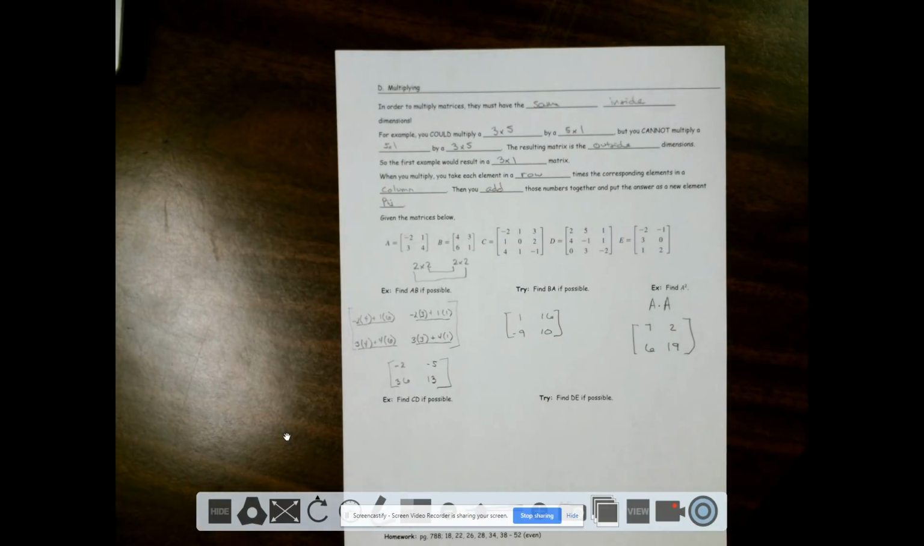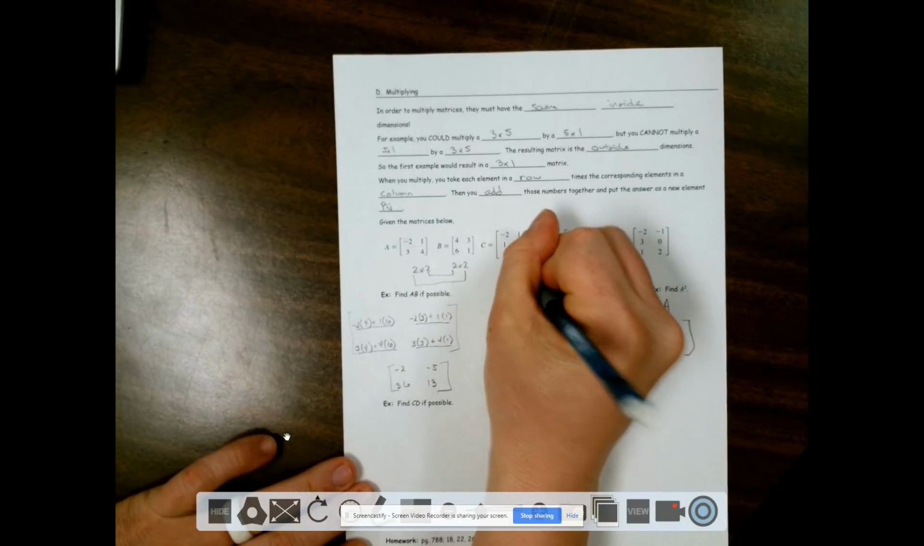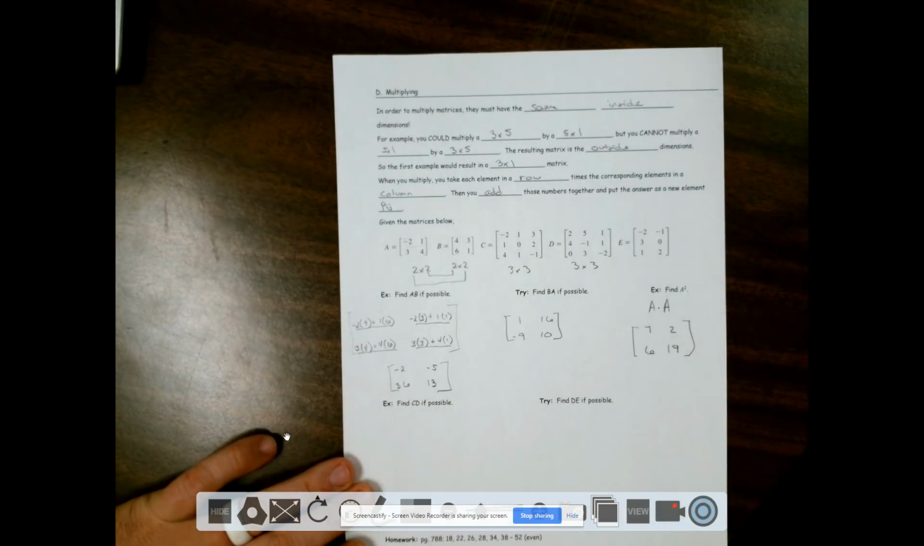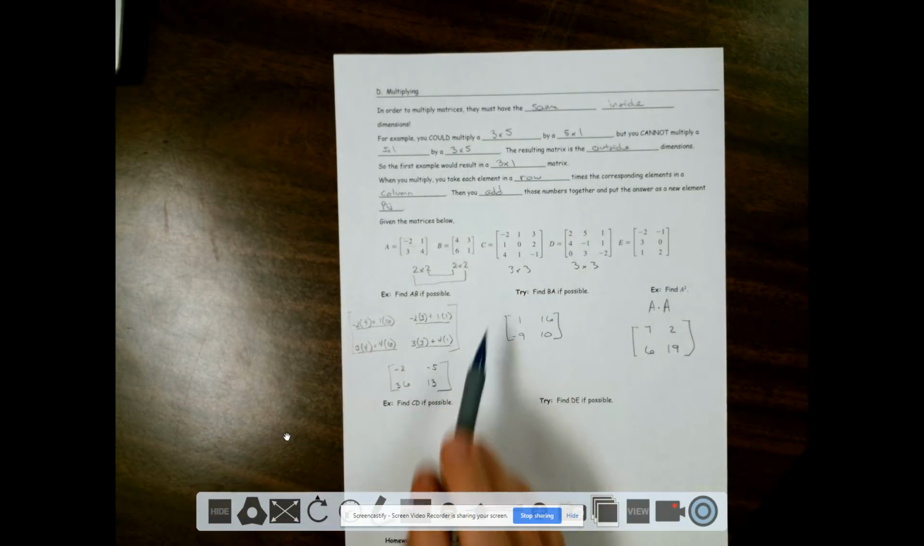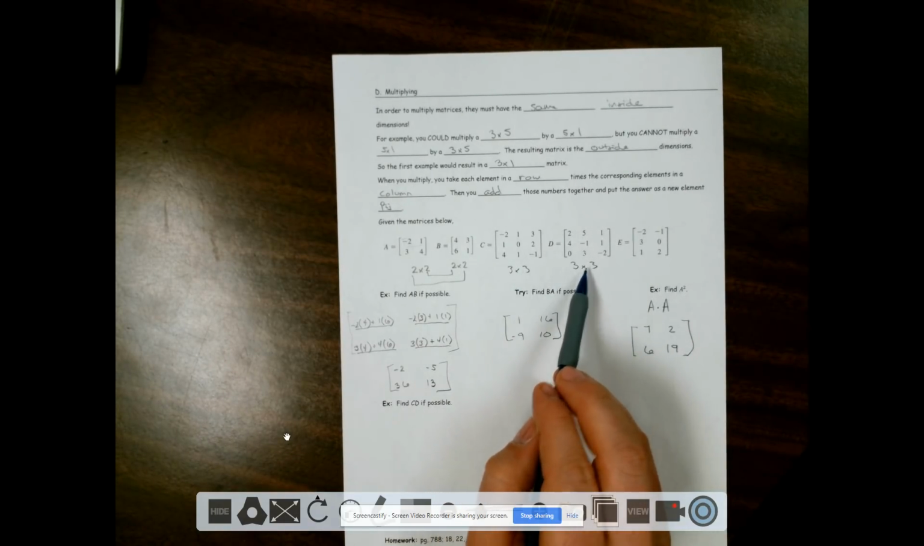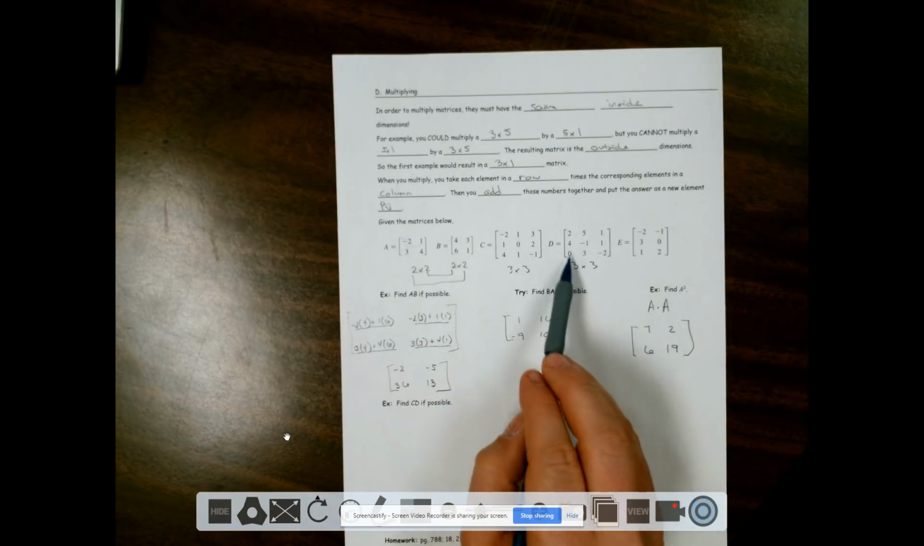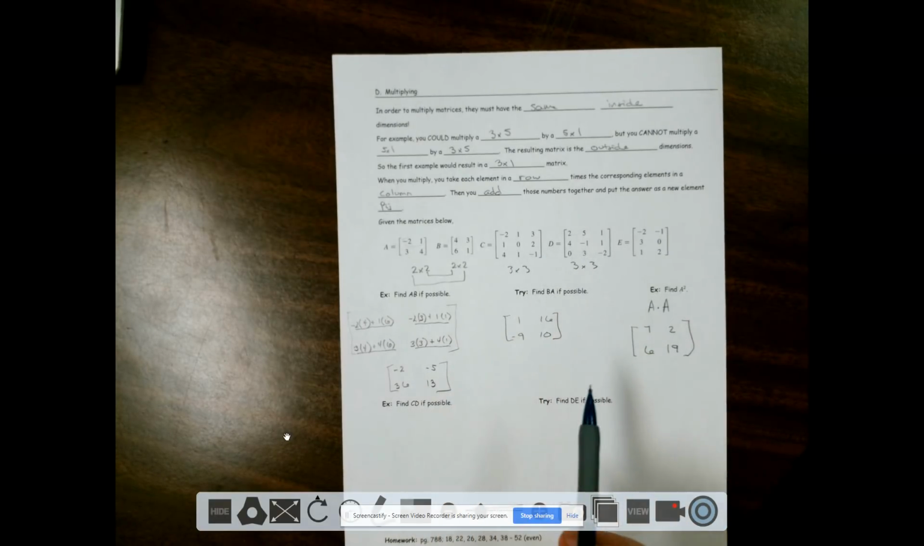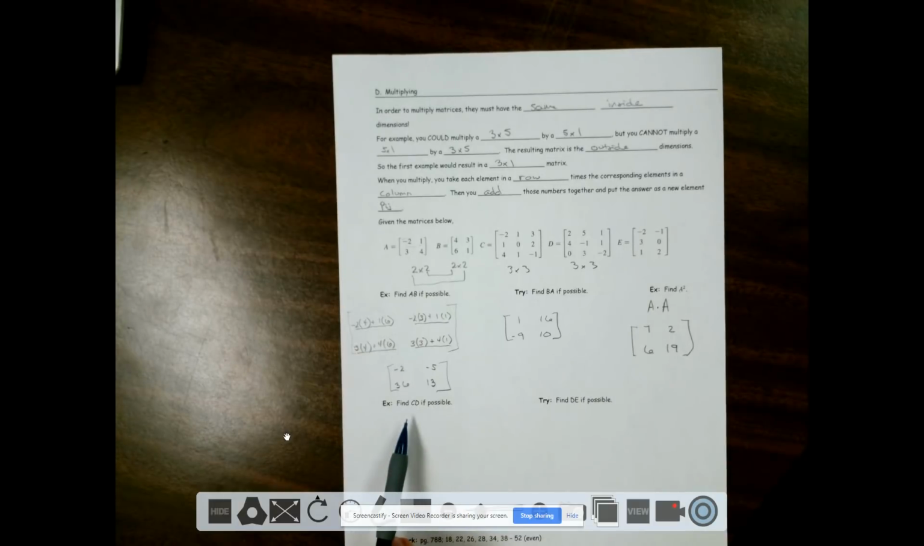Now let's take a look at multiplying C times D. A 3 by 3 times a 3 by 3 we know is going to be possible. I encourage you to check your calculator, input C, input D, and multiply C times D. We know it's going to be possible, and so is D times E. So let's go ahead and do that and close out our lesson for the day.